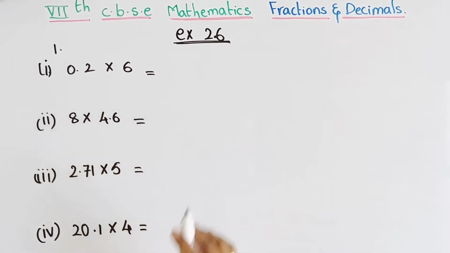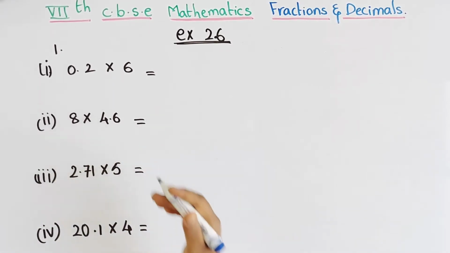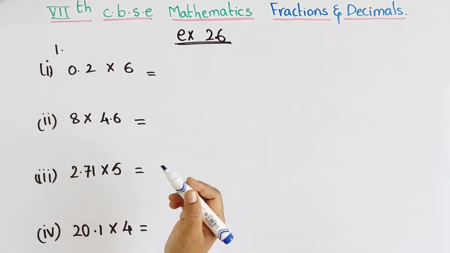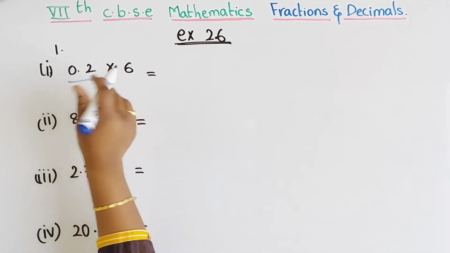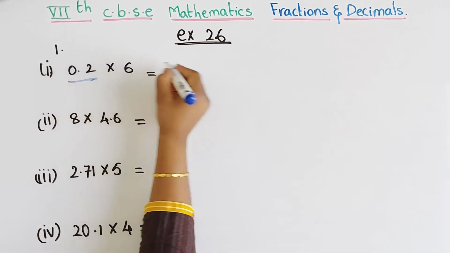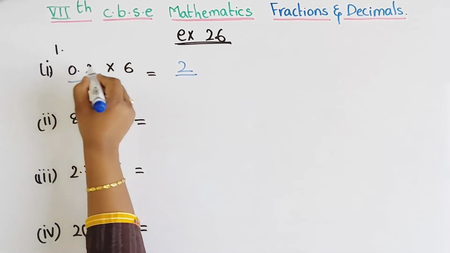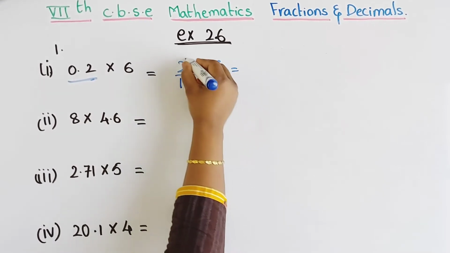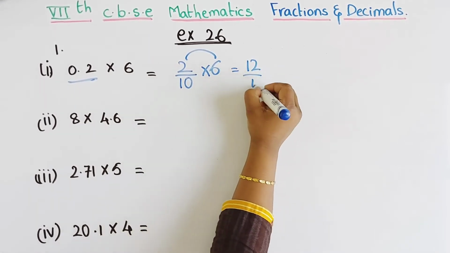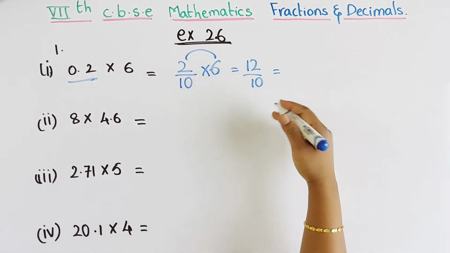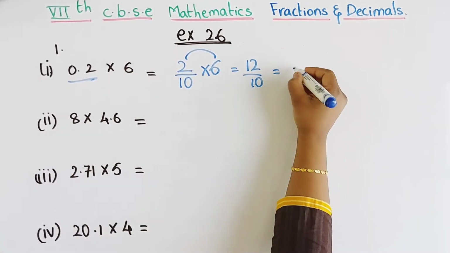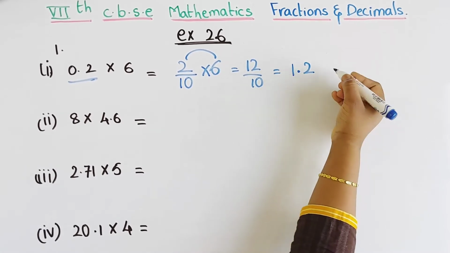Let's start exercise 2.6, children. First question, find the values. 0.2 into 6. Here we can do two methods. First, you change 0.2 into a fraction, that means 2 with the point after one number, so 2 by 10 into 6, right? 2 sixes are 12 divided by 10. 12 by 10 we know how to change into decimal. In the denominator we have only one 0, that means 1.2, right?